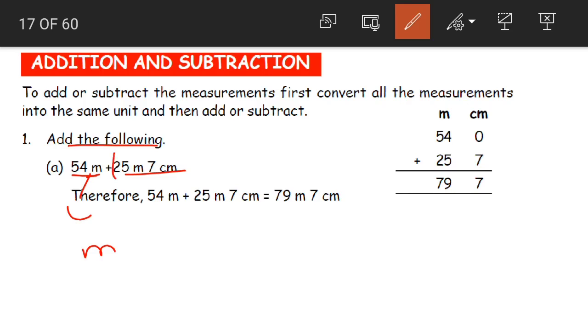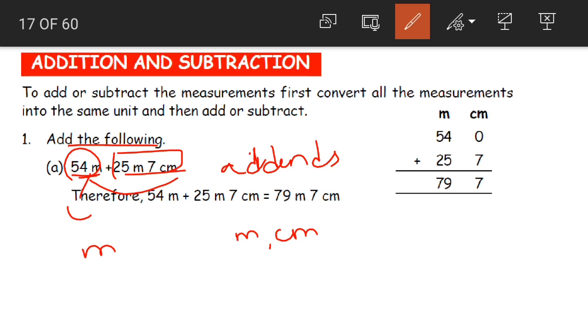Whereas when you come to the second addend, these two are called addends, right? The two numbers that we are adding here become the addends. Now if you look at the second addend, it is 25 meters 7 centimeters. It is a combination of both meters and centimeters. So for us to add these two numbers easily, we should convert both of them into the same unit of measurement. Here when I say 54 meters, how many centimeters does it have? It is having nothing in the centimeters place. So we'll write it as 0 centimeters.